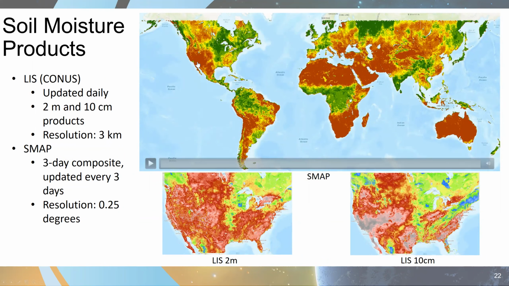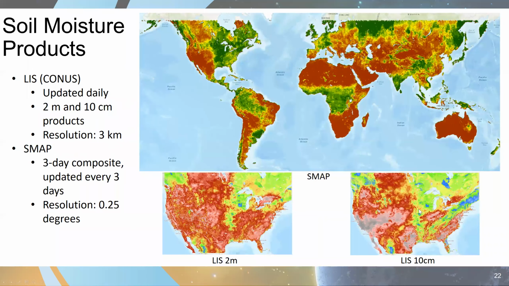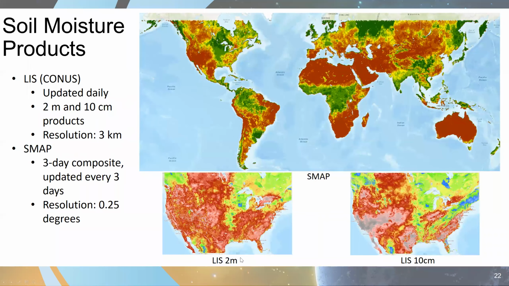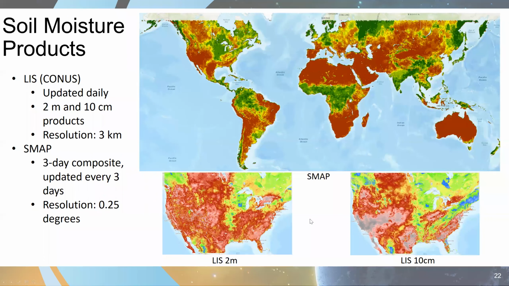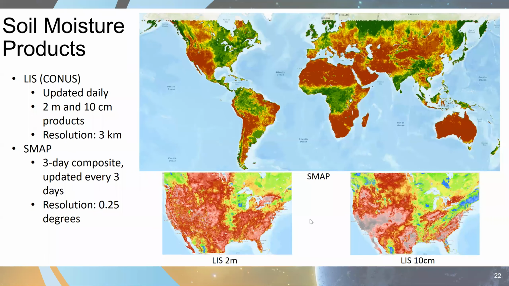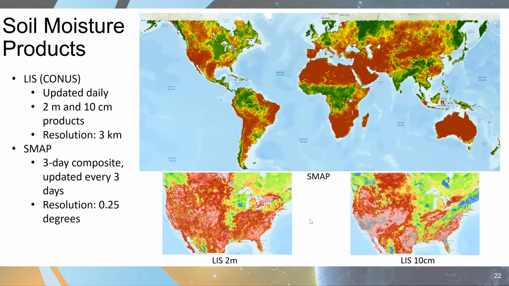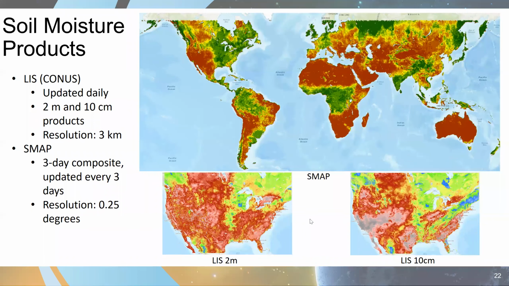The SMAP-based soil moisture product is shown up top. And then the higher resolution 2-meter and 10-centimeter products are shown on the bottom here. These are very good for tracking things like if a drought is getting worse or better. If the drought is getting worse, you know you have a fire risk that could be increasing, or if you have very saturated soils and you know a storm is coming, you have a higher flood risk.